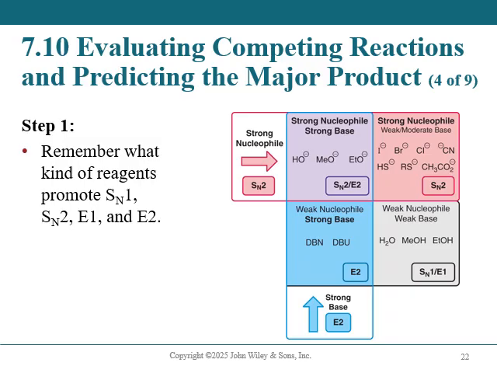So first, remember what kind of reagents promote SN1, SN2, E1, and E2. This table summarizes all of that really well. My advice would be to take some time, especially with this slide, and try to familiarize yourself with the different reagents, the different neutral versus anionic species, larger versus smaller, stronger, weaker, etc., and what each of them does in terms of promoting SN1, SN2, E1, or E2 reactions.